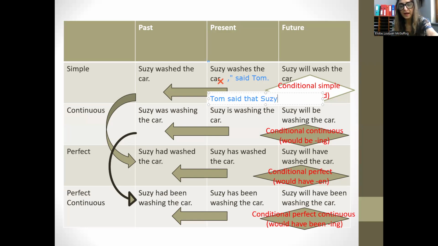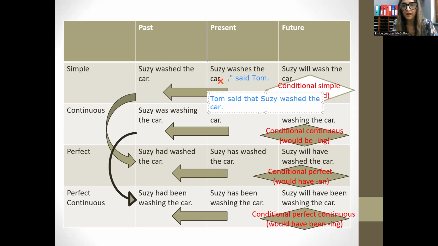But now can you see the arrows? The arrow going from that block leads back in the past, one tense or one step back in the past into the past simple. So now you know your indirect sentence has to sound like a past simple sentence. So you've got to say, Tom said that Susie washed the car. Okay.